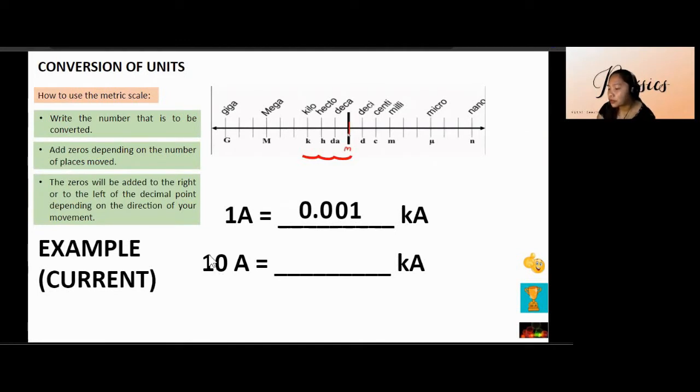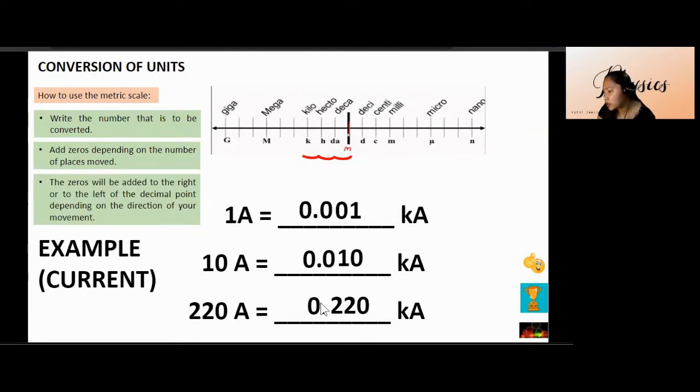10 ampere. So we have here 2 digits given. Okay, that's 1 and 0. So we just need to add 1 more. 0, 1 place value, and that's 0.010. 220, there are 3 digits already. So going to the left, it's 0.220. Right, so that's using the metric scale.